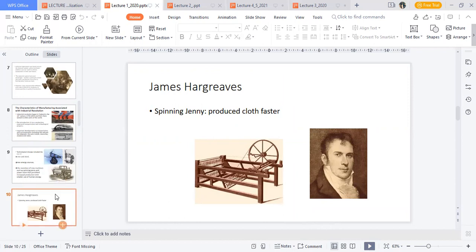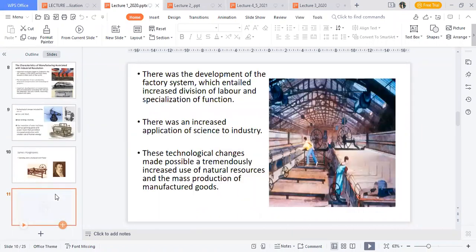Okay, then let's continue. So this guy, James, is it Hargreaves or something? He produced the spinning jenny that produces clothes faster. This guy. So please, if you join, kindly mute.